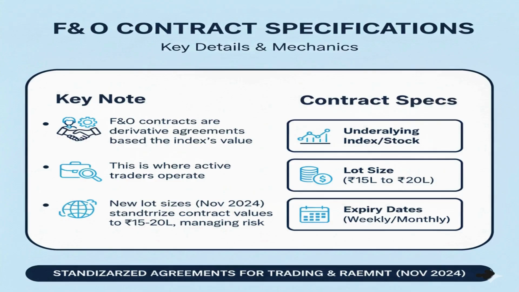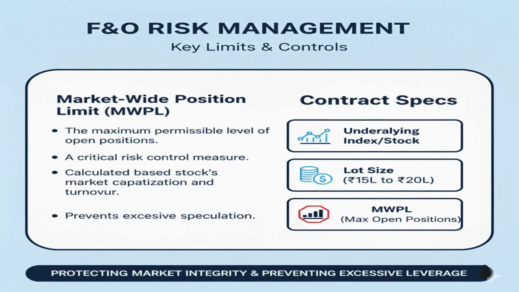Lot size adjustment. The new lot size is standardized. The minimum contract value is to be between rupees 15 lakh and 20 lakh, managing risk and reducing excessive retail leverage. B. Market-wide position limits, or MWPL, and restrictions. MWPL: the market-wide position limit is the maximum permissible level of open positions a trader can hold in F&O contracts. It is a critical risk control measure calculated based on the stock's market capitalization and turnover to prevent excessive speculation.